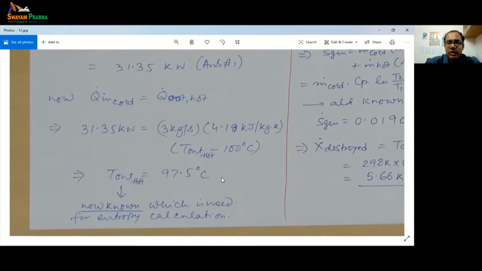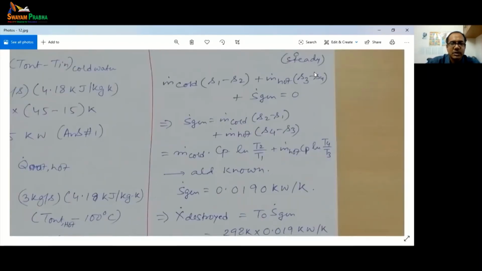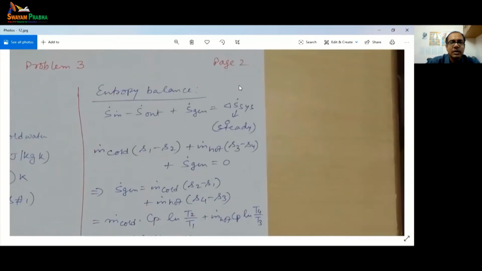Okay, so what we see is that the 100 degrees centigrade hot stream is getting down to 97.5, so it is losing 2.5 degrees centigrade in heating up the cold stream. Now we know the temperature at both locations, inlet and outlet, for both the streams, and these we will require for the entropy balance.